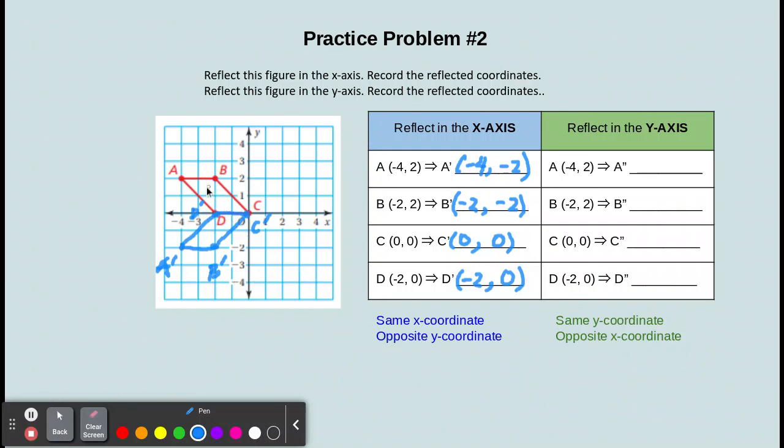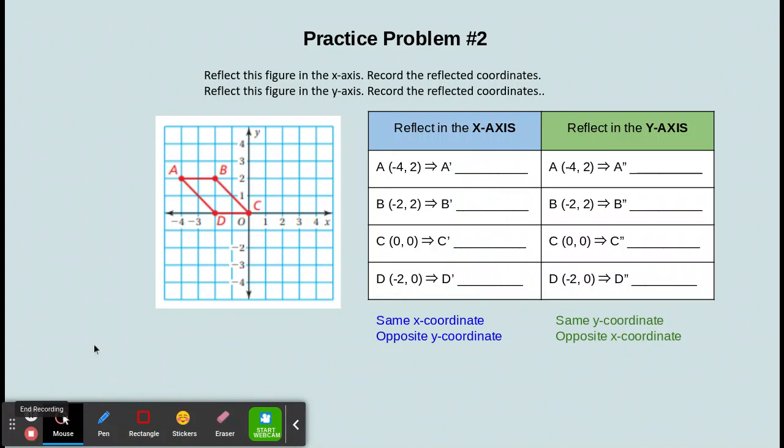Okay, now I want you to take this red figure and reflect it across or in the y-axis. That means your y values will be the same and your x values will be the opposite. Okay, and that is it for 11.2.